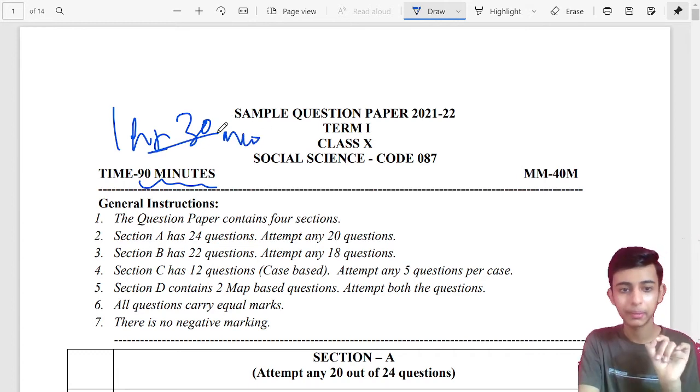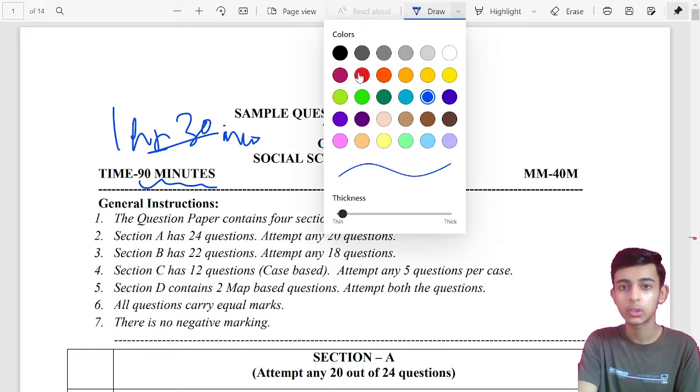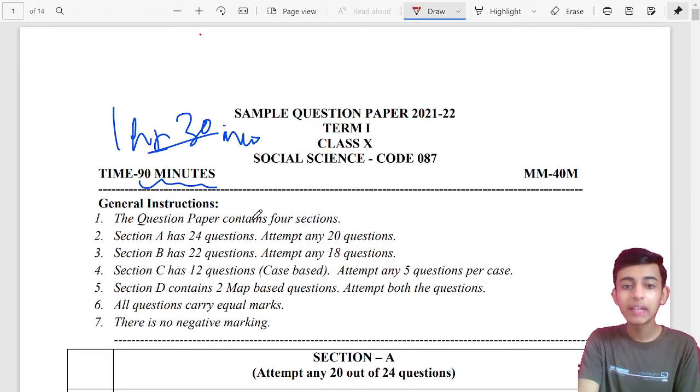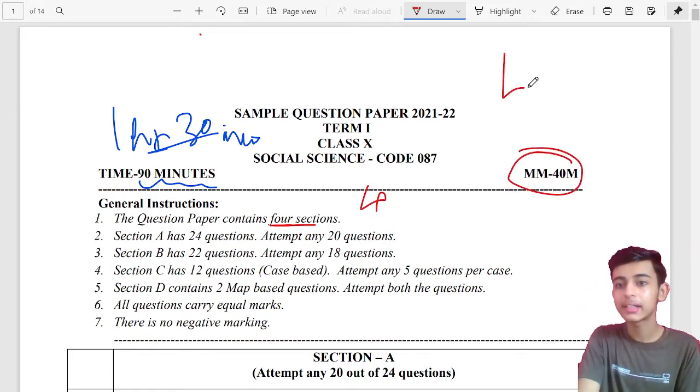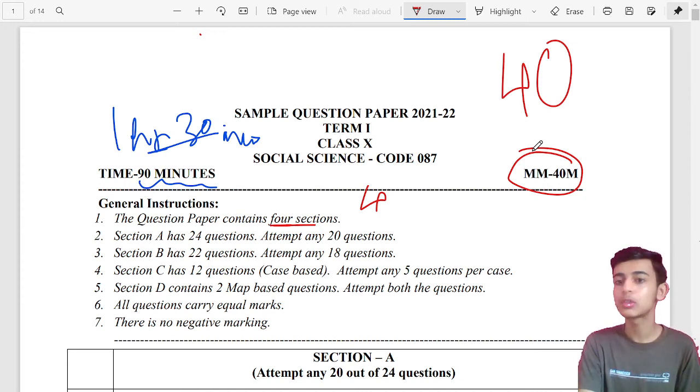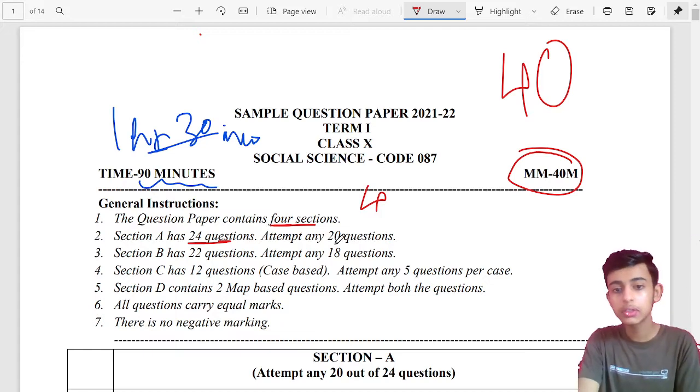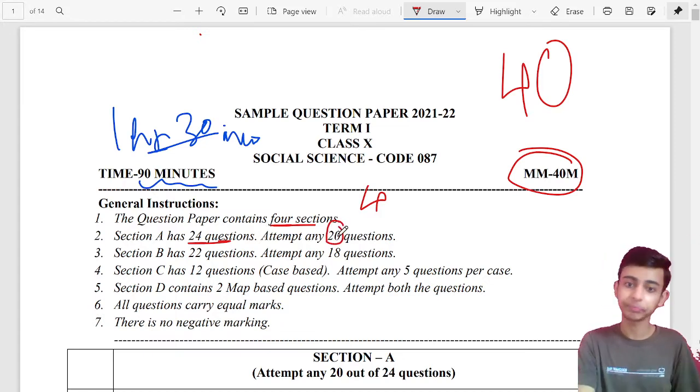for solving your paper. Now let us talk about the sections, which is a very crucial aspect. Basically there will be 4 sections for SST, with maximum marks of 40, as told by the board. Section A has 24 questions. Attempt any 20 questions. Out of these 24 questions you have to attempt any 20.